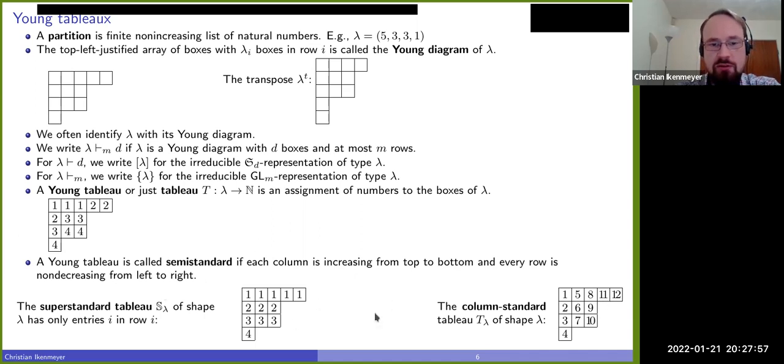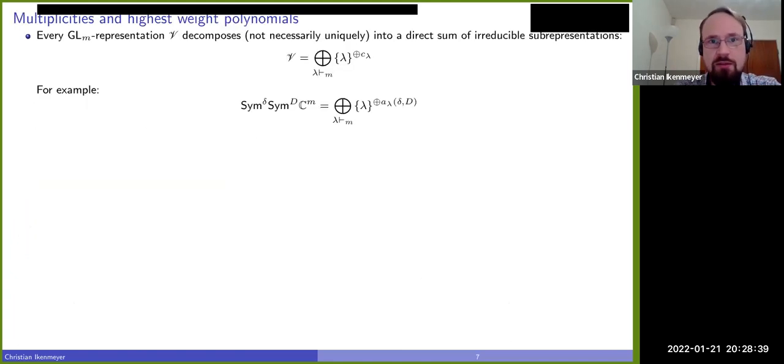And we have two more interesting tableaux. The left one is more interesting in this talk than the right one. The left one is the super standard tableau. It's like you have in row i, entries i. That's the simplest type of semi-standard tableau that you can think of. And we write it as S with index lambda. And the column standard is where you go through the columns and you just say 1, 2, 3, 4, 5, 6, 7, and so on, right? But you go column-wise from left to right, top to bottom. That's the column standard tableau. And these notions are useful now to express the coordinate ring of this orbit closure. So we'll see that.